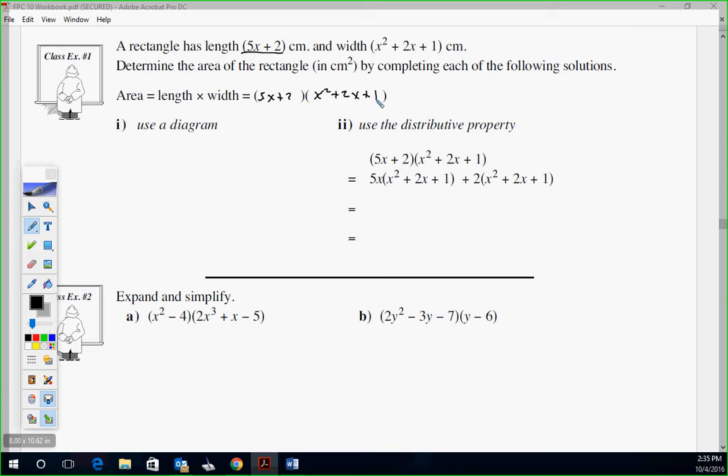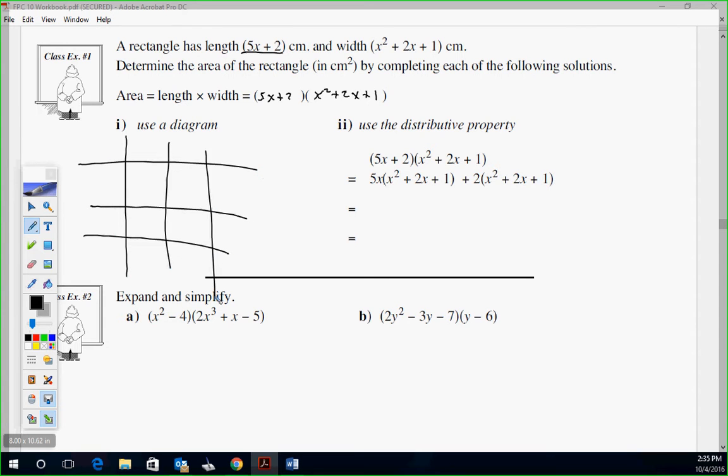It says to use a diagram. The diagram is that box thing, just a little refresh of that. So I have x squared, 2x, and 1, my 3 terms. And then I have 5x and 2. Play the same game here.